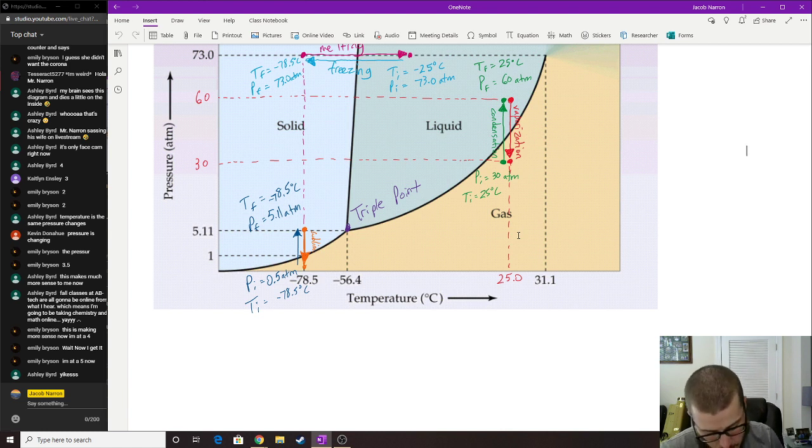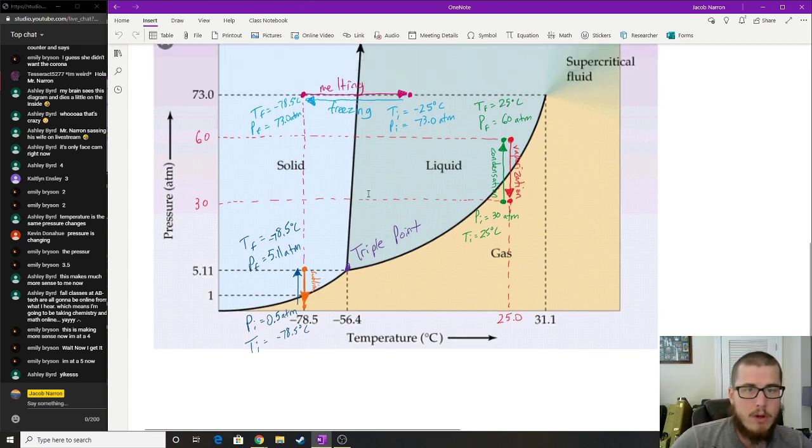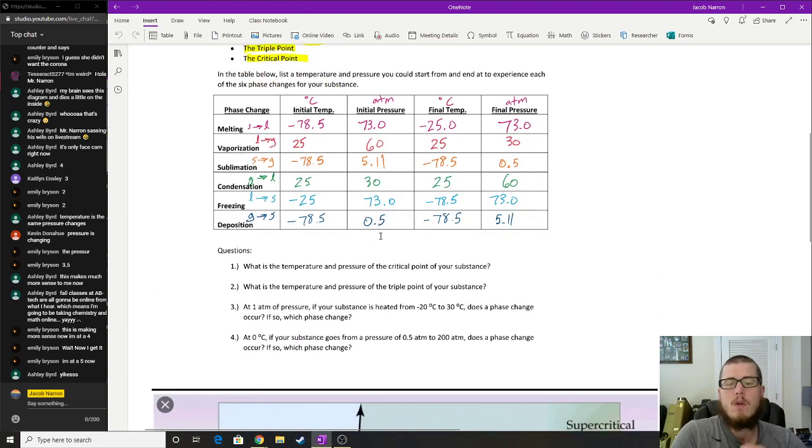All right, so I'm going to add these to my table, and then we'll answer these questions very quickly. And then we'll see what else we got to do. All right, so initial temp, negative 78.5. Final temp, negative 78.5, because the temperature stayed constant. All right. Pressure started at 0.5, and it ended at 5.11. Okay, so there we go. Table complete. Questions.